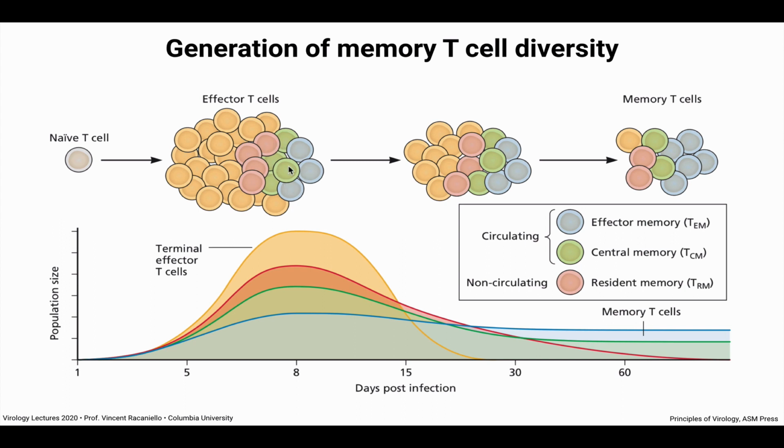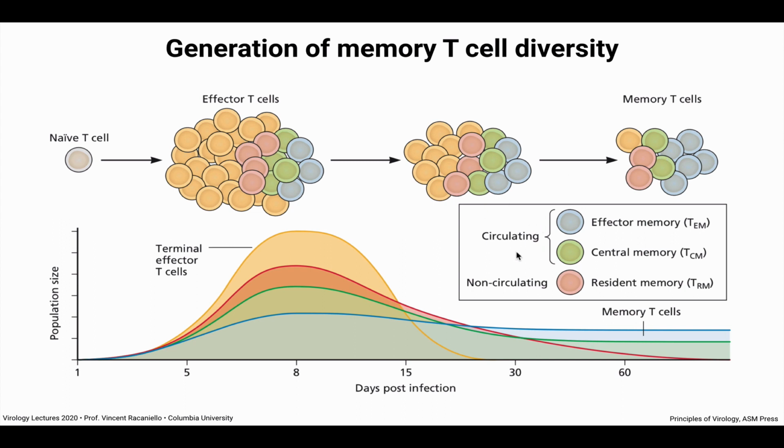But at the same time, you're expanding the different kinds of memory cells, the pink and the green and the blue. And then as the infection proceeds, the infection is controlled, the number of effector T cells declines and eventually goes to zero or close to zero. You can see that illustrated here. The effector cells are going away, but the memory cells are maintained. So the memory cell population, those different colors, are maintained. They're established early on after infection, but they're maintained at higher levels in the blood. And those are the memory T cells.